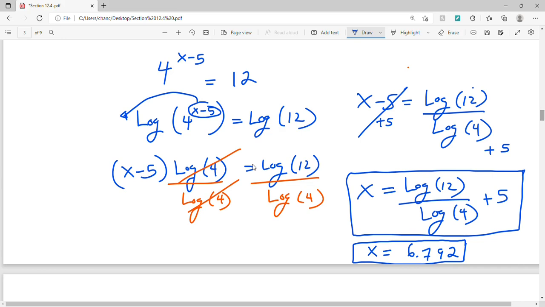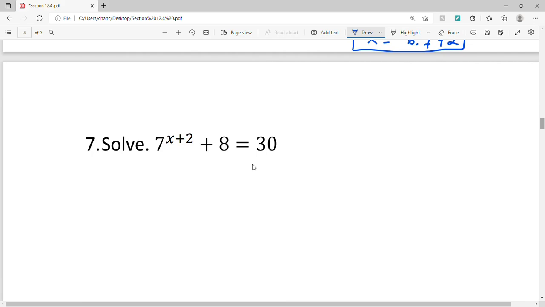Let's try another problem. Let's look at example 7. And this time I'm going to use natural log. Again, it doesn't matter what you use. You could use natural log, you could use log, and the textbook prefers to use log base 7 because this problem has a base of 7. Either of those will work out fine. I'm going to stick with natural log, and other results are going to be similar.